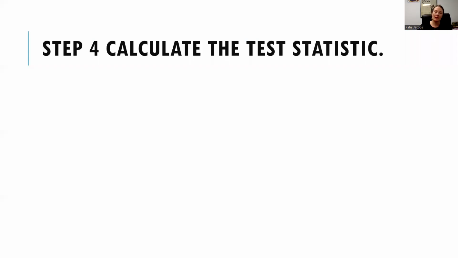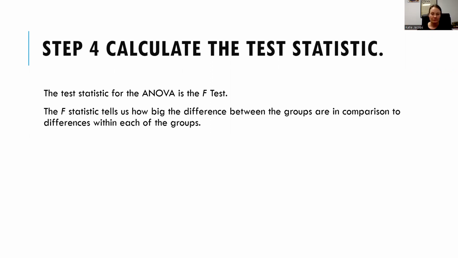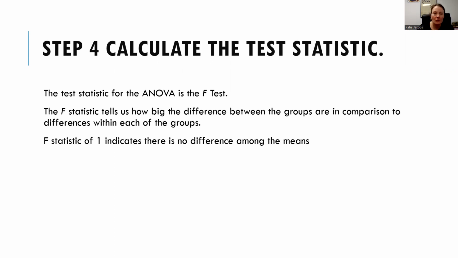That leads us to step 4, calculate the test statistic. This is actually significantly more difficult with this analysis than other analyses that we've had in the past. The test statistic for the ANOVA is going to be the F-test. So if I asked you, what is the test statistic for an ANOVA, you could tell me F or F-test. The F statistic tells us how big the differences between the groups are in comparison to the differences within each of the groups. So an F statistic of 1 indicates there's no difference among our means.